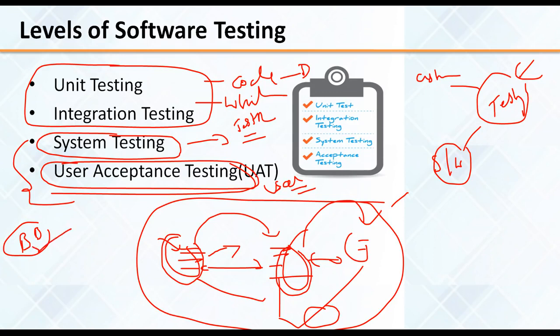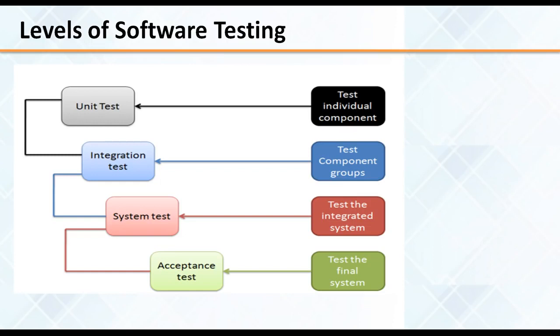So these are the levels of testing. Now let us go individually one by one. So unit test means testing individual components, an individual program or an individual module, from the coding perspective. So that is unit testing. It is done by the developer.